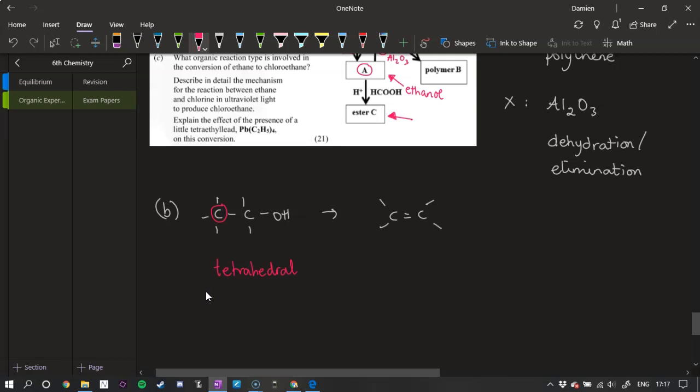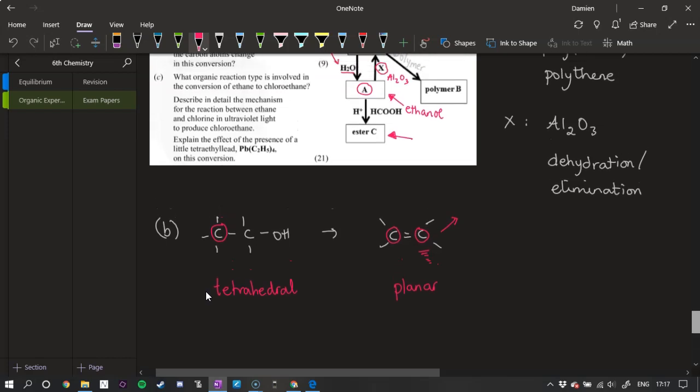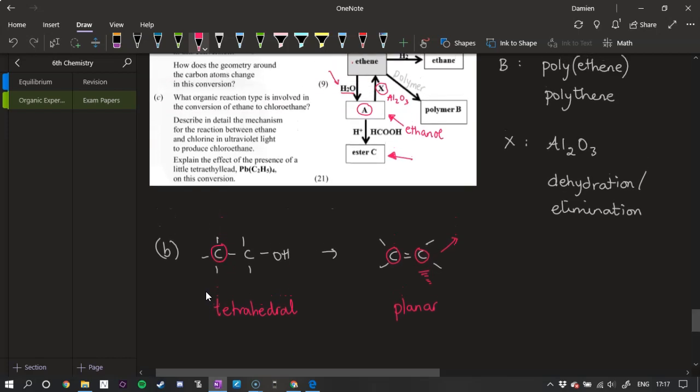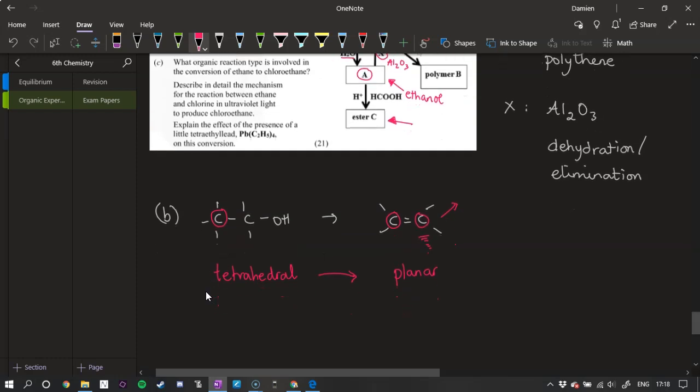However, in this particular one, this is planar. In other words, everything is in the plane. As you're looking at this, there's nothing going out to the back and there's nothing coming forward at the front. So this would be planar. So when it asks how does the geometry around the atoms change, it goes from tetrahedral to planar. Part C. What organic reaction type is involved in the conversion of ethane to chloroethane? So we're on part C.